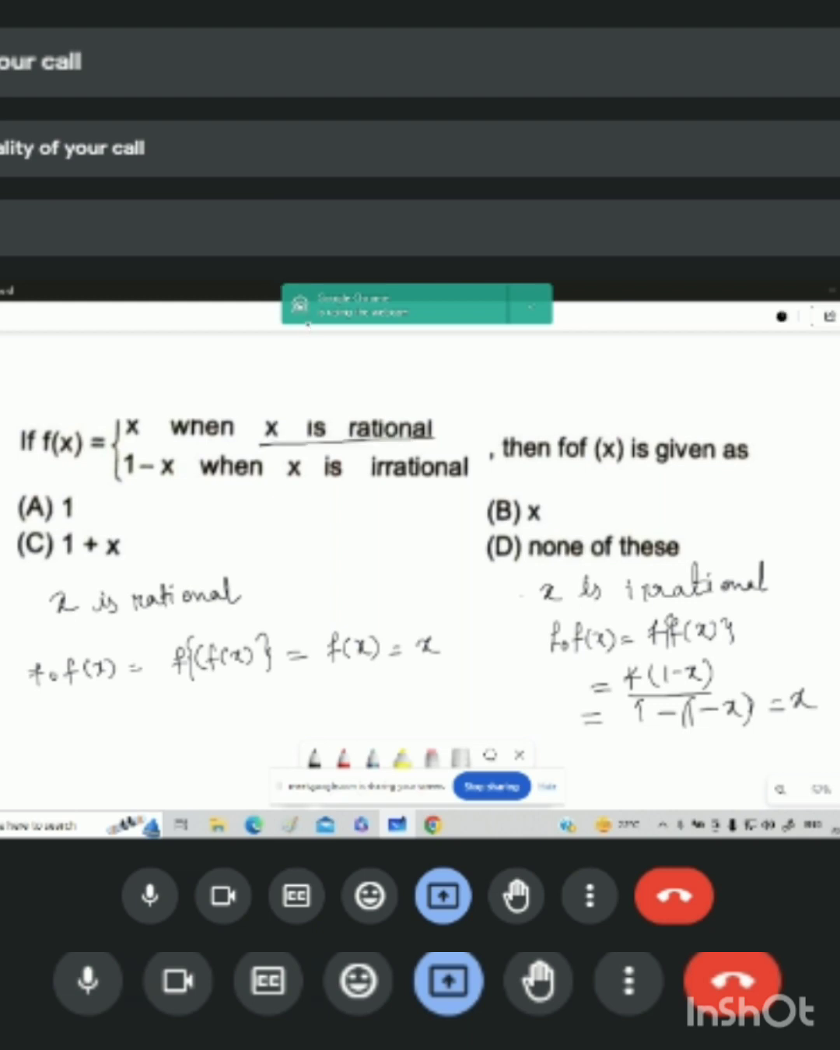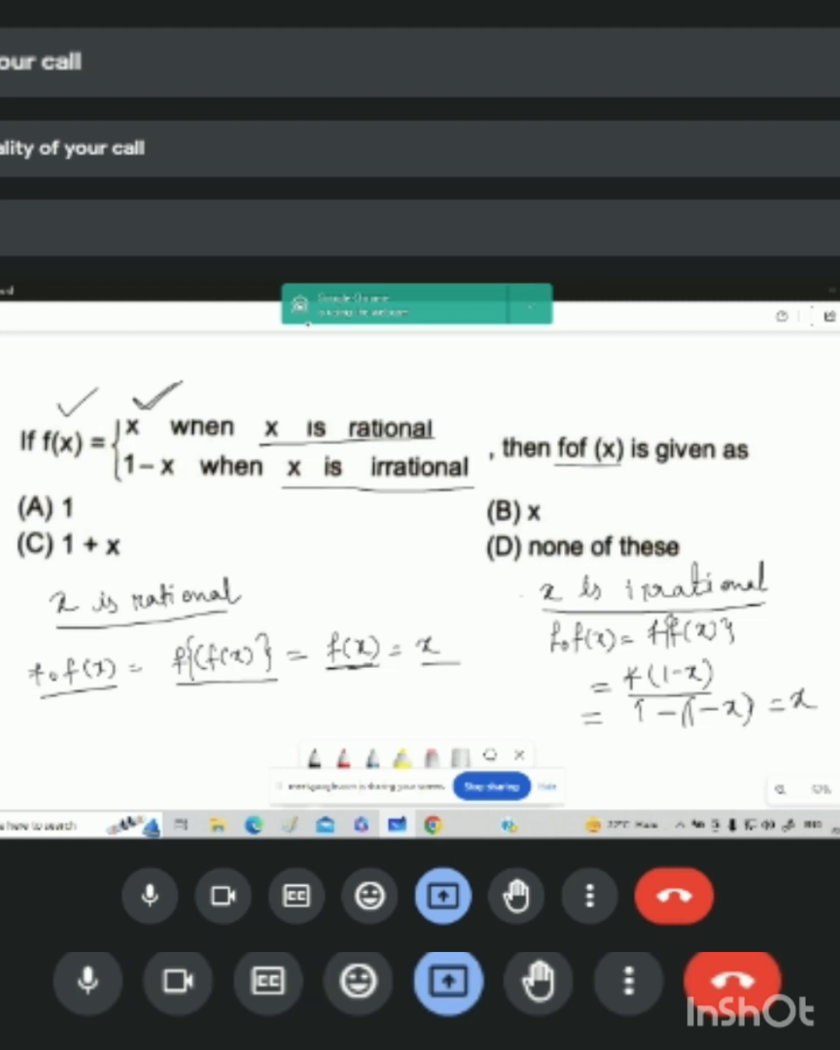equals 1 minus x when x is irrational, and you have to find f compose f(x). Now, we will consider two cases, when x is rational and when x is irrational. And when x is rational, f compose f(x) equals f of f(x), that is f of x, because when x is rational, f(x) has been defined as x. So I put the value of f(x) as x, and f(x) equals x when x is rational.